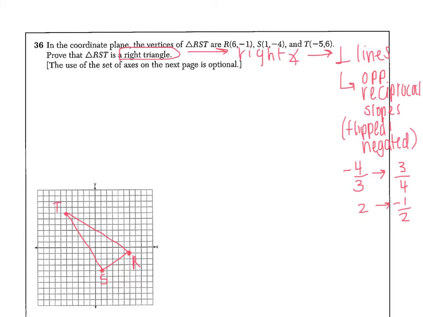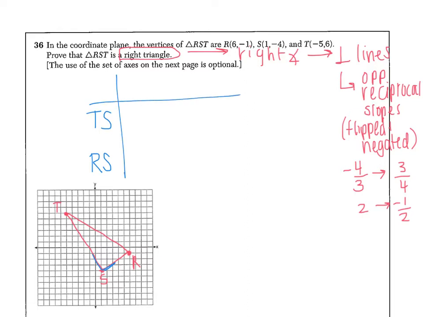And now our goal is to prove that the triangle is a right triangle. And again, that means we have to have a right angle, which means we have to have perpendicular lines, which means we need opposite reciprocal slopes. So we need to calculate some slopes here, but I don't want to do too much work. You can do all of your slopes for each side, and that would be fine. But looking at the triangle, it looks as though the right angle is here at S, which means that I need to calculate slopes for TS and RS.